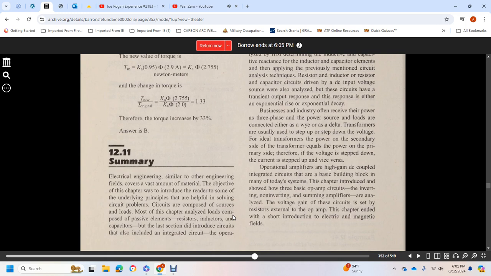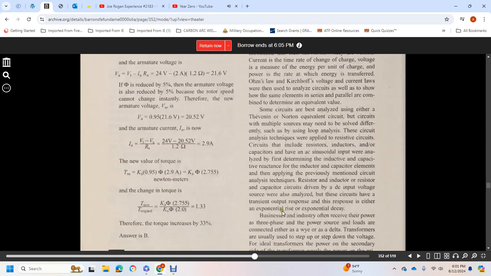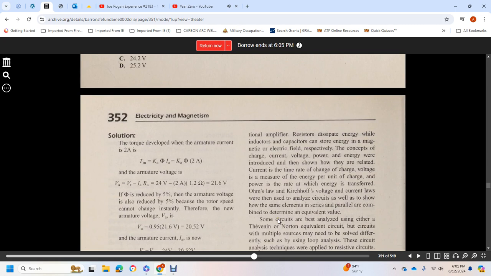Most of the chapter analyzes loads composed of passive elements: resistors, inductors, and capacitors. But the last section also introduces circuits that include integrated circuits. A resistor dissipates energy, while an inductor or capacitor can store energy in a magnetic or electric field, respectively. The concepts of charge, current, voltage, power, and energy were introduced, and shown to be related to current and time and the rate of change of voltage. Voltage measures energy per unit charge, and power is the rate of energy transfer.